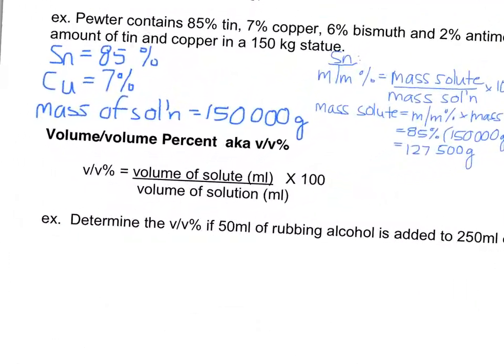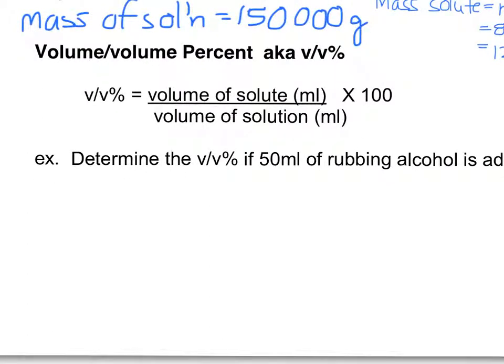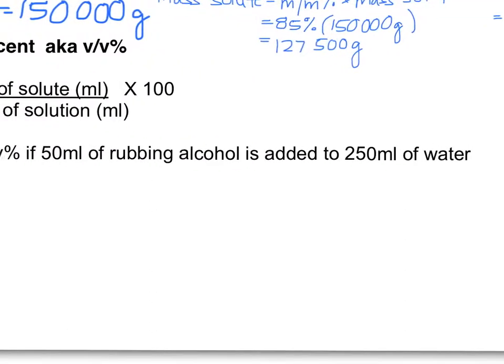Next up, volume to volume percent. This is essentially just like what we just did with the mass to volume, except they've got to be both volumes. And again, if these were both liters, they would totally cancel each other out, and that's totally legit. Just remember that in the mass to volume formula, you have to be in milliliters. So if you want to get in that practice of converting to milliliters, it's probably a good idea. So we're going to determine the volume to volume percent if 50 milliliters of rubbing alcohol is added to 250 mils of water.